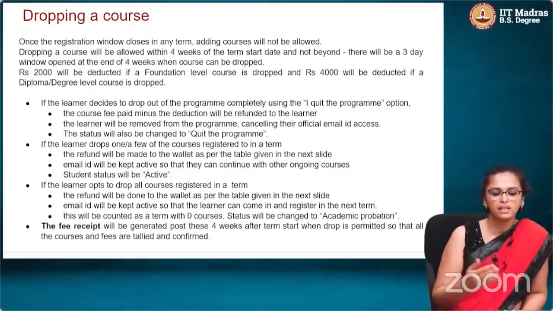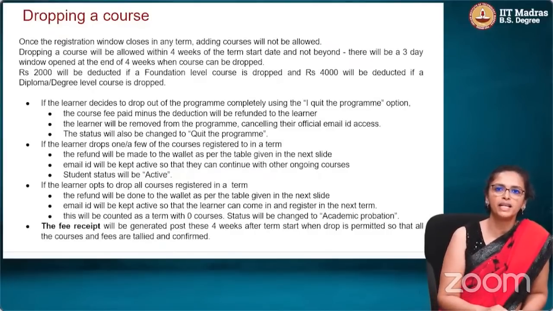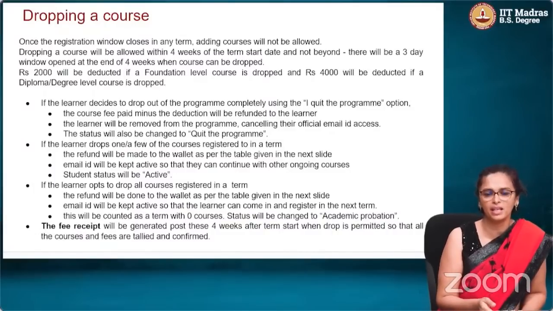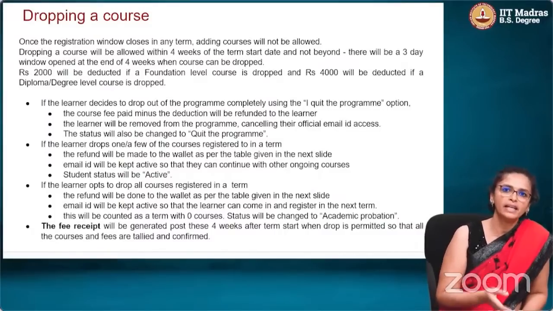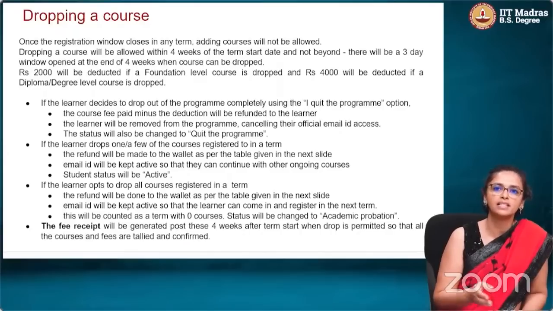And third, if the learner opts to drop all courses in a term. So I registered for 3 courses, I am dropping all 3 courses that particular term. So refund will be done to the wallet as per the table given. Email ID will be kept active so that learner can come in and register the next term. And this term will be counted as a term with 0 courses. So it will be counted almost equivalent to doing an RKA, though you registered but you have dropped it. So this will be counted as an equivalent term of RKA and the status will be changed to academic probation.